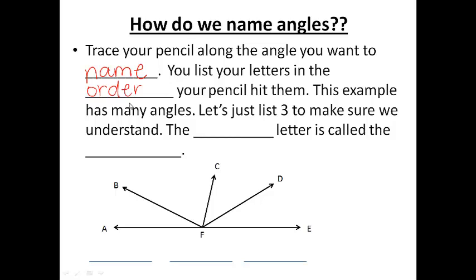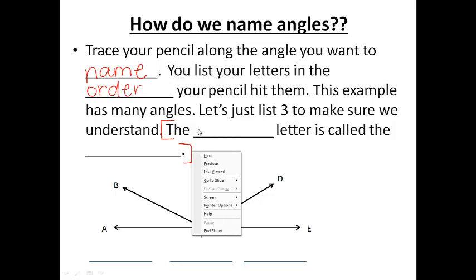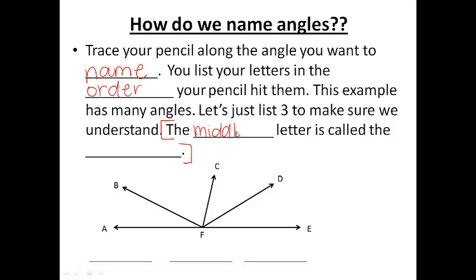your pencil hit them. So this example down here has many angles. So we're just going to do 3 to make sure that we really understand. But this is just a little vocab word for you. So the middle letter is called the vertex. And that will make sense in just a minute. So just hang on with me.